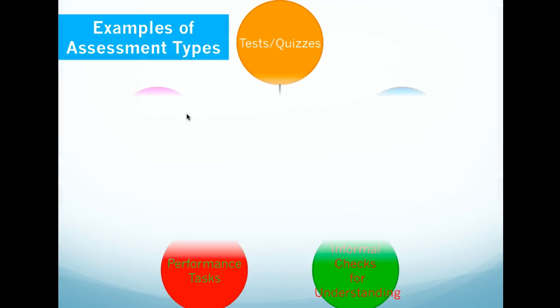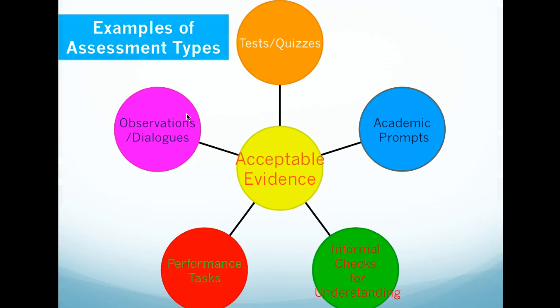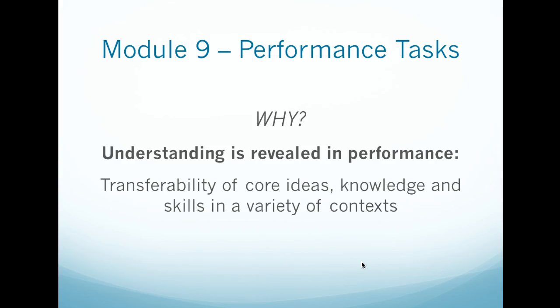So examples of assessment types, we know all these different examples. Right now what we're looking at is performance tasks down here. We will be getting to tests and quizzes. We're going to make a distinction between academic prompts and performance tasks. Observations and dialogues are ways that you can formatively assess students' skills and abilities, and informal checks for understanding.